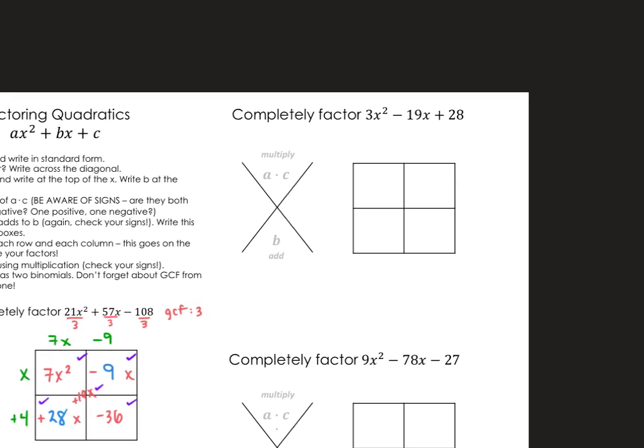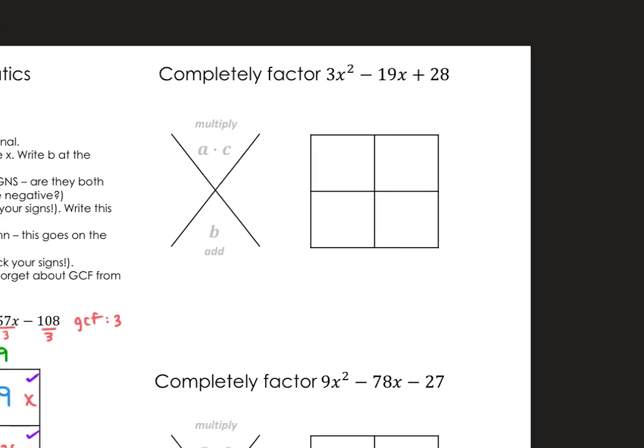All right, let's look at another example. Completely factor 3x squared minus 19x plus 28. First thing we do is look for a GCF. Well, 3, 19, and 28 don't have anything in common, so there's no GCF, which means we're going to go straight to trying to factor this since it's a quadratic.